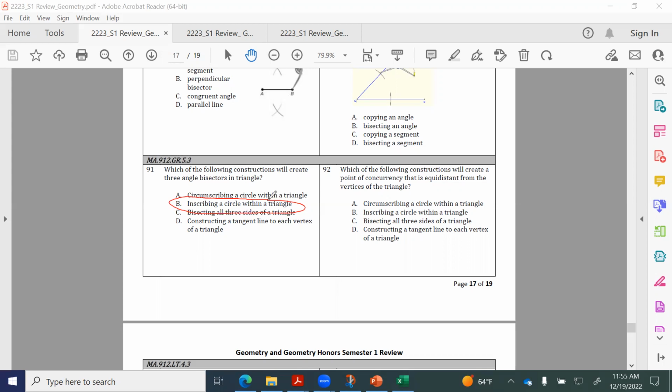92. Which of the following constructions will create a point of concurrency that is equidistant from the vertices of a triangle? The point that's equidistant from all the vertices is our circumcenter. So it's the center of our circumscribing circle. So A would be the circle that we would be constructing.